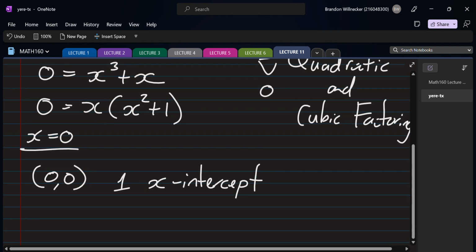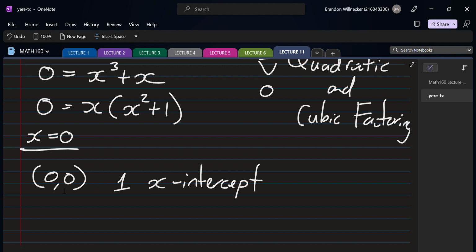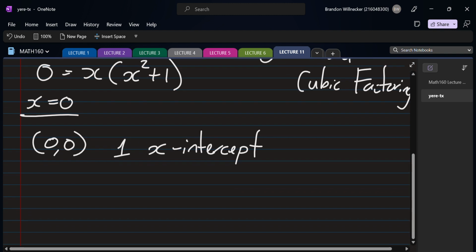What's nice to do is, as we find these points, make a list of them so that when you do the final sketch, you can just plot the points and then join up the lines. We don't want to forget any points along the way. So that's the first point. Next, we can find the y-intercepts.